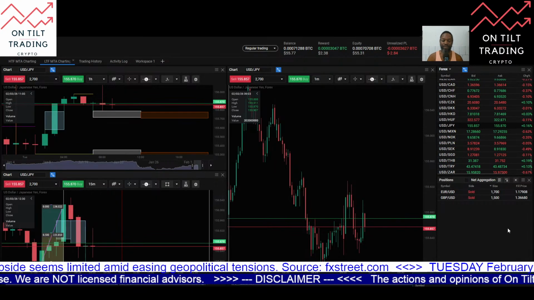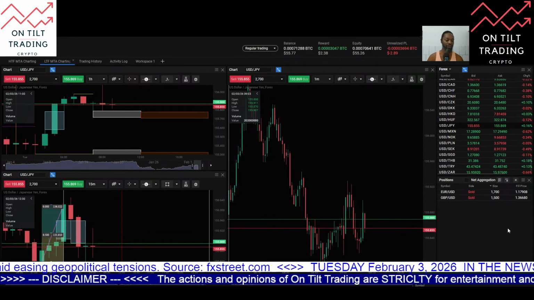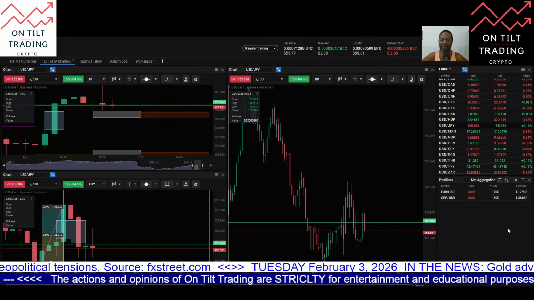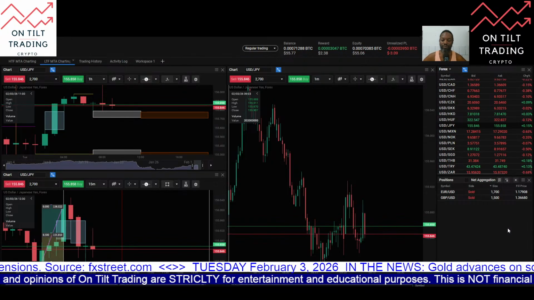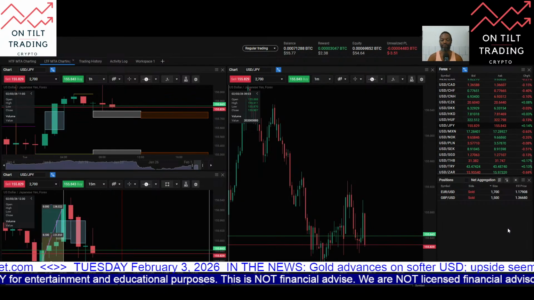So not time for an entry yet, or maybe never. We'll see. So if all goes well, patience will pay off. If not, I got to read some more price action and get some more experience here.